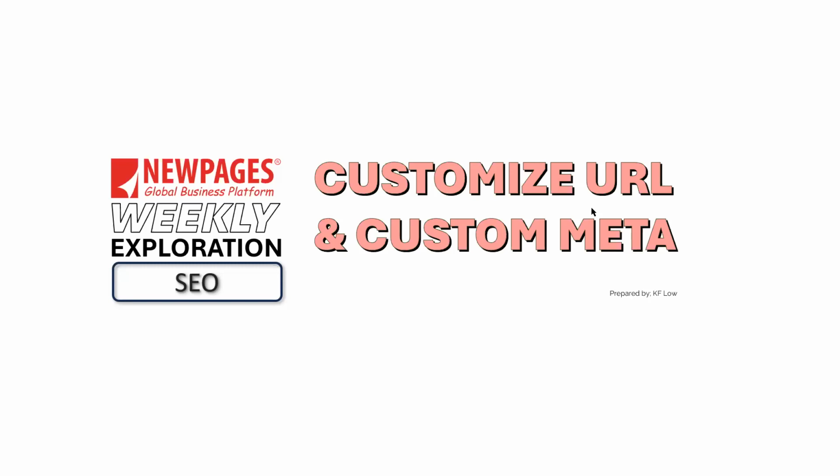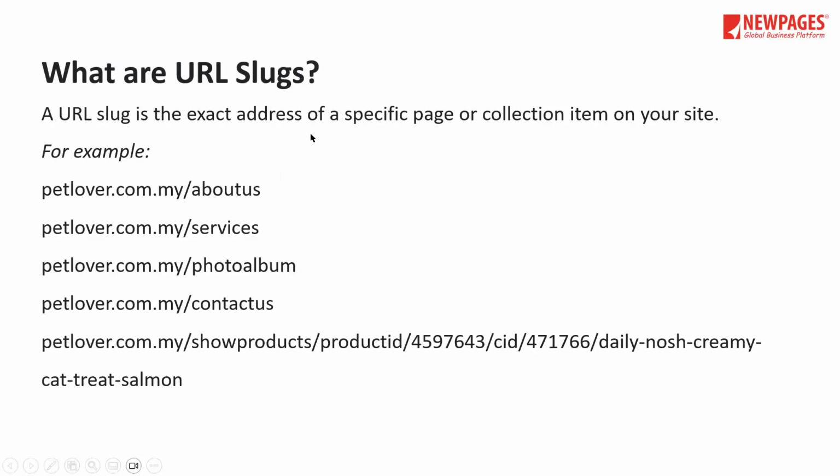So first of all, let's dig deeper into this URL thing. Let me explain to you all what URL slugs are. Straight away, I'll give you an example. Let's just say that I'm selling pet food, and my domain is petlover.com.my. Typically you will see on your website pages like About Us, Service page, Photo Album, Contact Us, right?